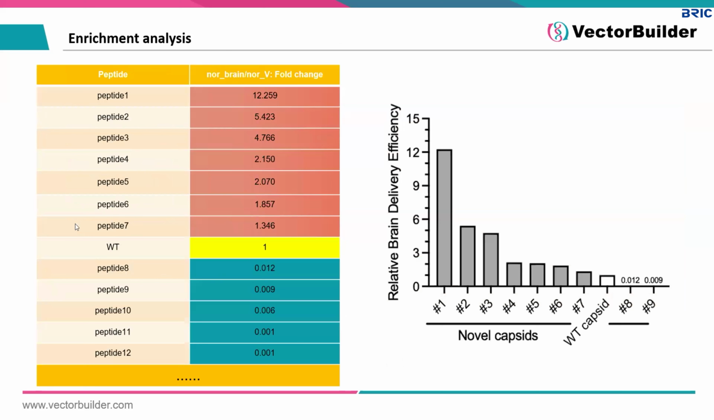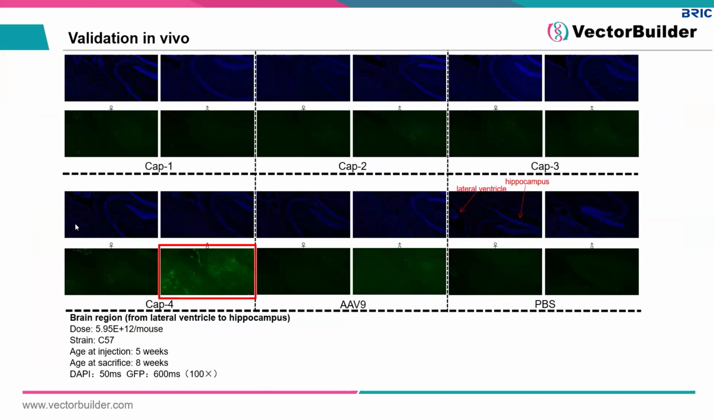And after this enrichment analysis, we'll compare the mutants with the wild type. Let's normalize the wild type as 1, and we will get the score of different mutants. And the higher the score, the better the mutants. And the next round would be the validation in vivo.